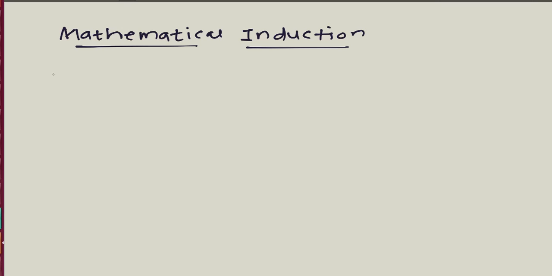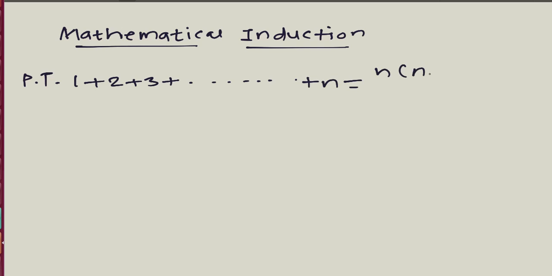So let's say I want to prove this theorem about natural numbers, that is, the sum of first n natural numbers is equal to n into n plus 1 by 2. That is, prove that 1 plus 2 plus 3 plus up to n is equal to n into n plus 1 by 2.